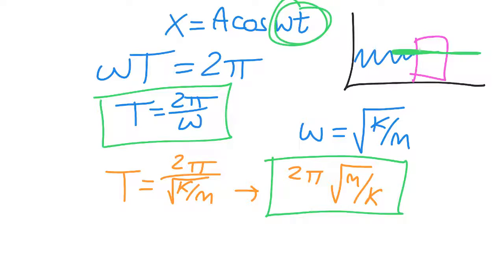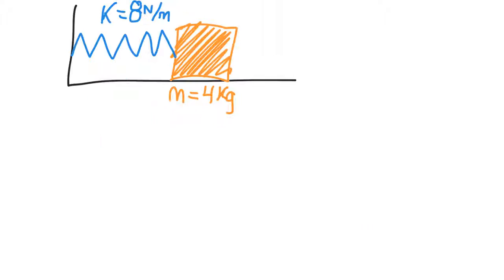And if you think about it, the more mass that there is, the more time that it would take for this thing to go back and forth. And the more K, the stiffer the spring, the faster it would go back and forth. So more mass, more time. More K, a bigger number in the denominator, less time.